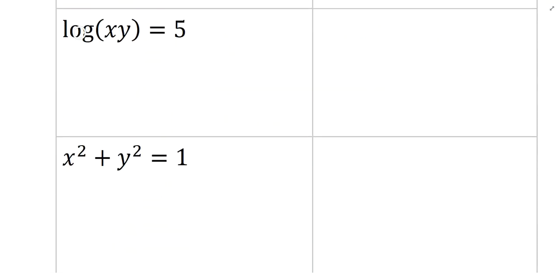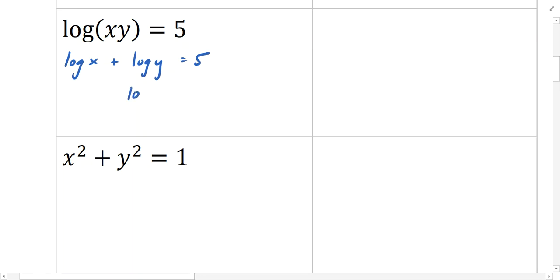For this logarithm expression, this is kind of interesting. One of our log laws says that if I've got the product inside of an argument, I can actually split this logarithm into 2. Then we would have log of y equals 5 minus log of x after we subtract log x from both sides.